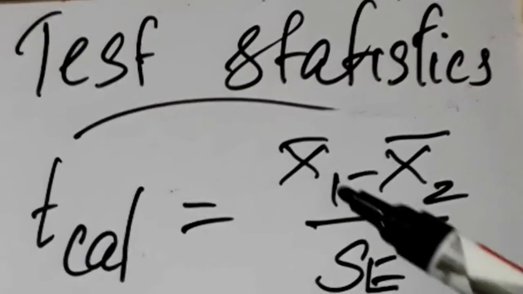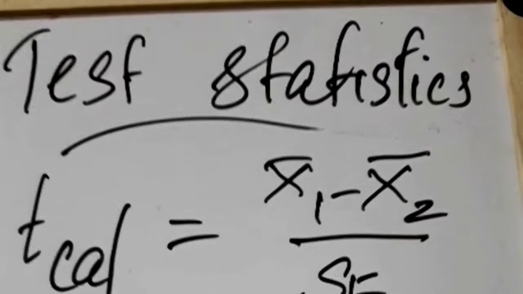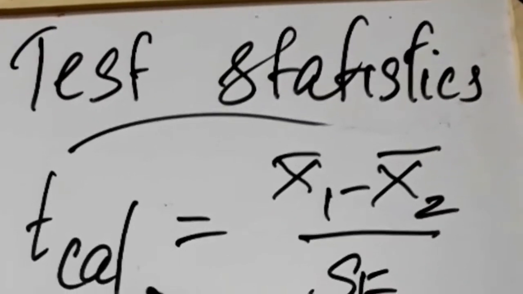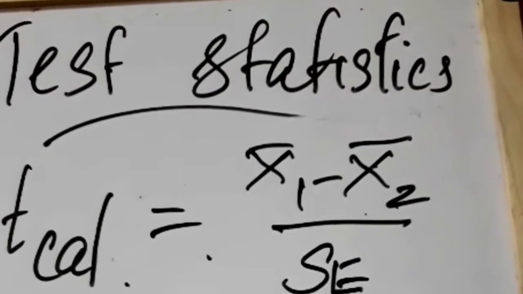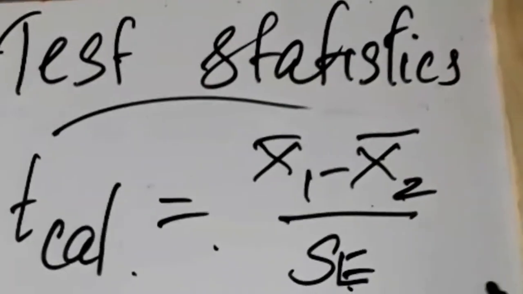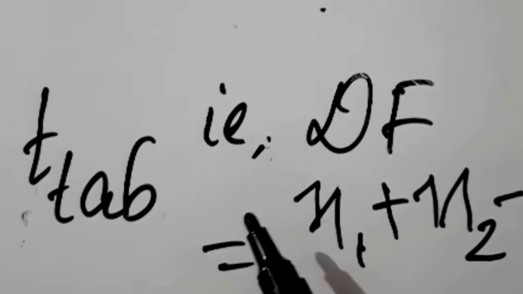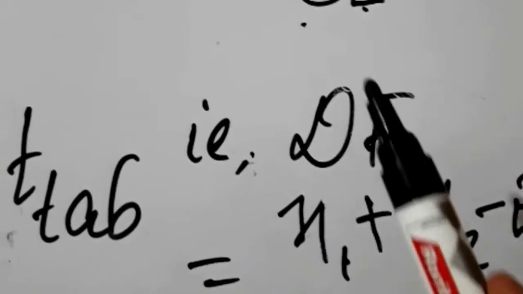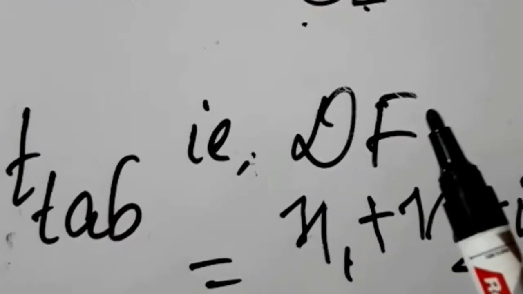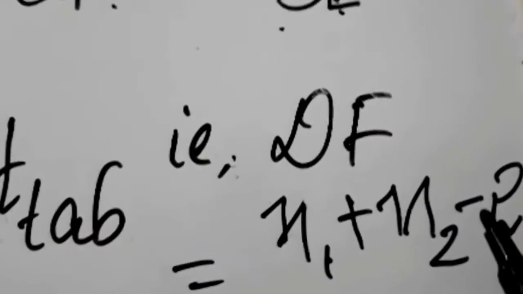In the test statistics, we need to calculate two values, that is t calculated value and t table value. So here t calculated value is equal to x1 bar minus x2 bar divided by SE. We'll discuss in detail later, and we need to calculate t table value also, that is nothing but DF, that is degree of freedom. So the formula for calculating degree of freedom in unpaired t-test is n1 plus n2 minus 2.